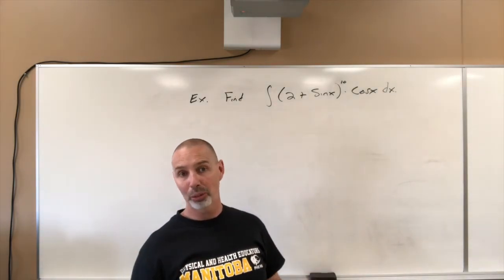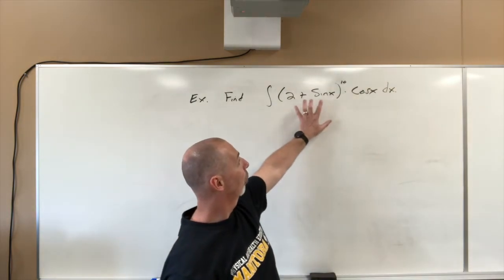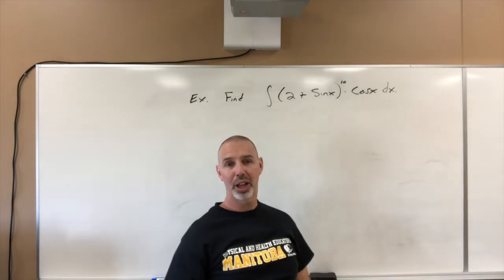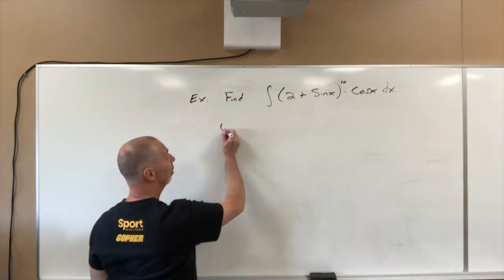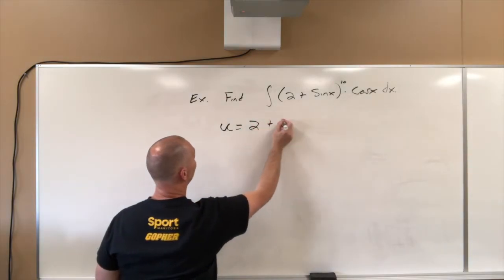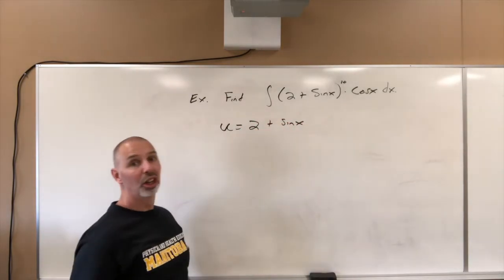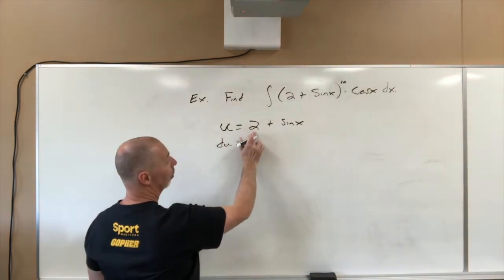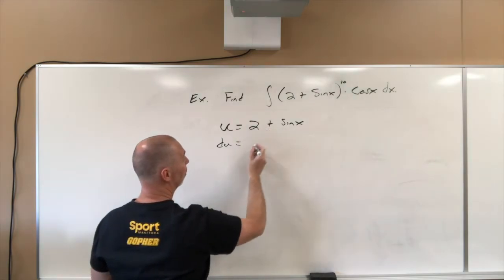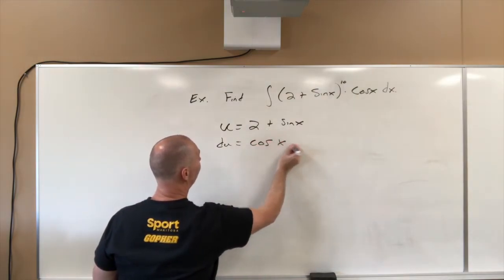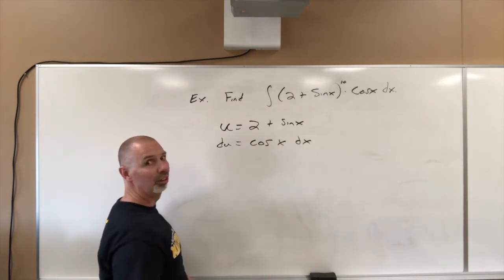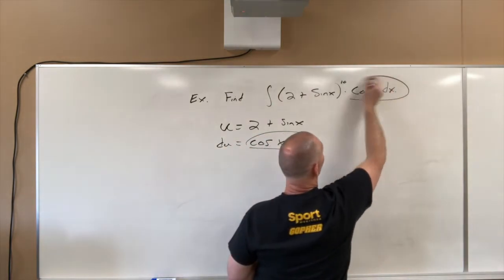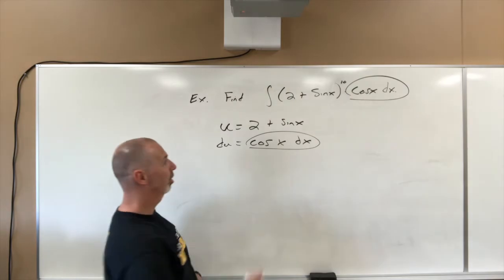Again, we're looking for a composite function, and we're looking for the inside function. So right here we have that. We have this sine function inside a power of 10 function. So we're going to let u equal the inside function, 2 plus sine x. Now we're going to take the derivative of that. So du equals the derivative of 2 is 0 plus the derivative of sine x, which is cos x dx. Okay, and again, what we're looking for is this, and there it is. We have it. All right, let's make the substitution.